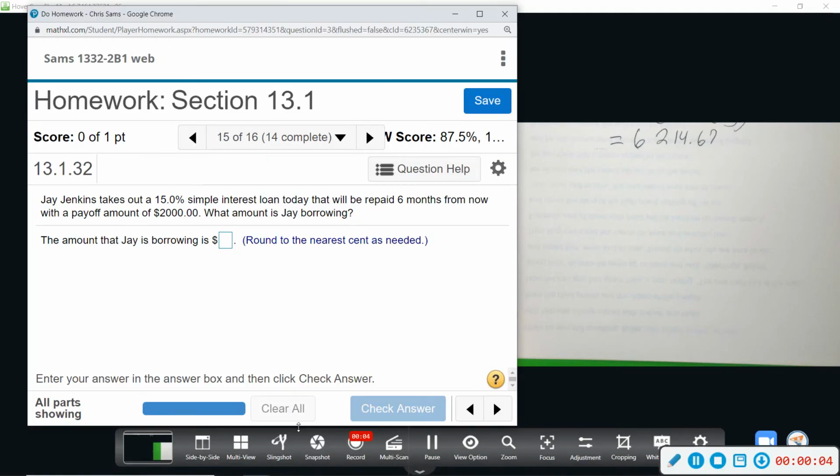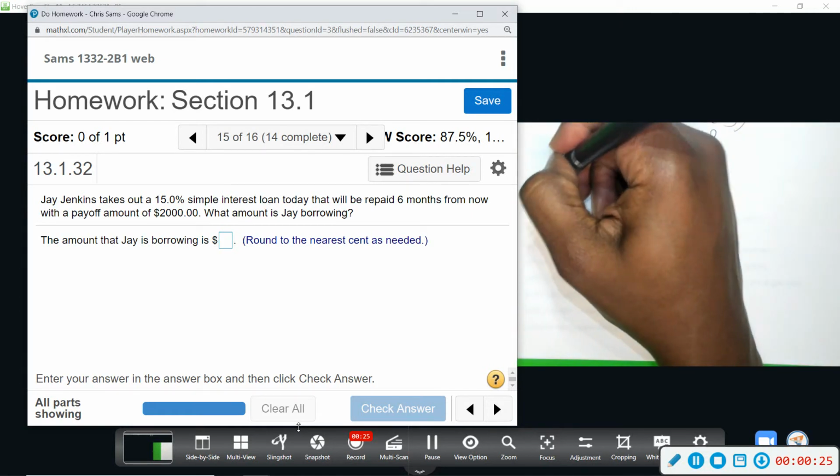All right, so number 15, Jay Jenkins takes out a 15% simple interest loan today and will be repaid 6 months from now. The payoff amount is $2,000. What amount is he borrowing? Okay, so we're given simple interest.